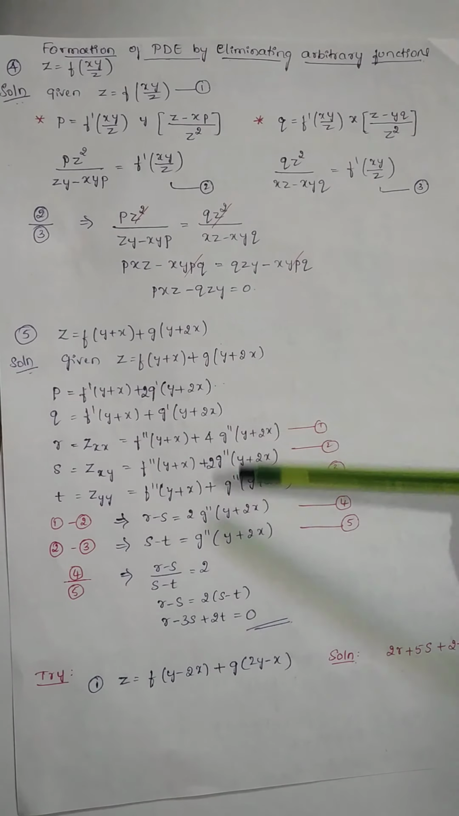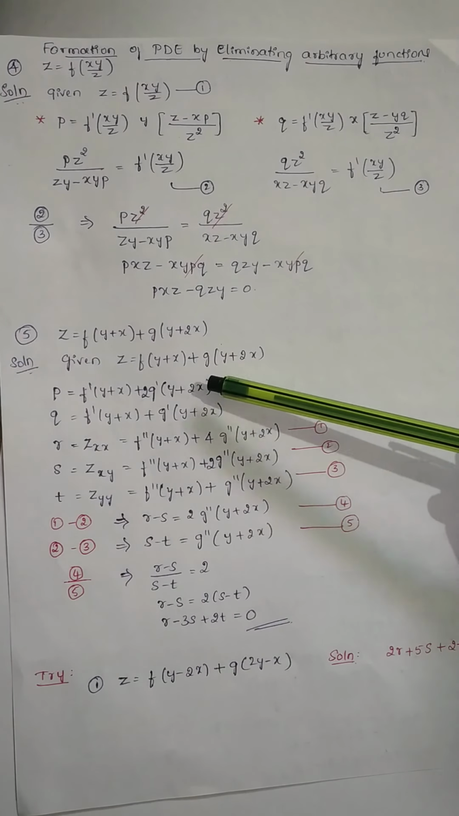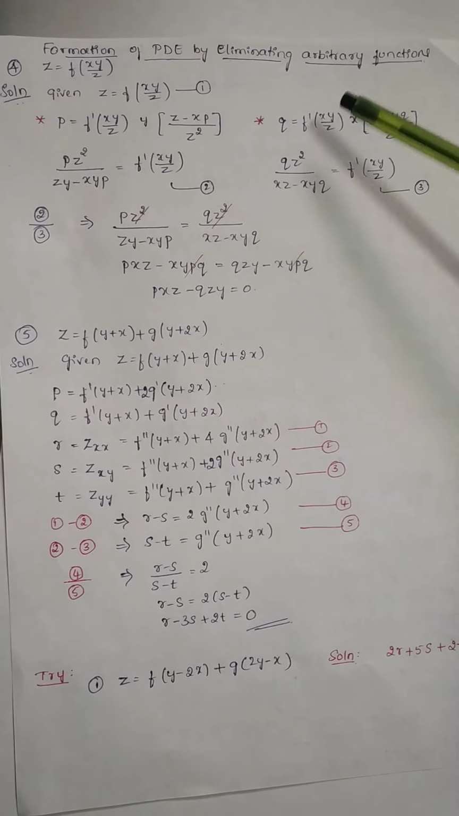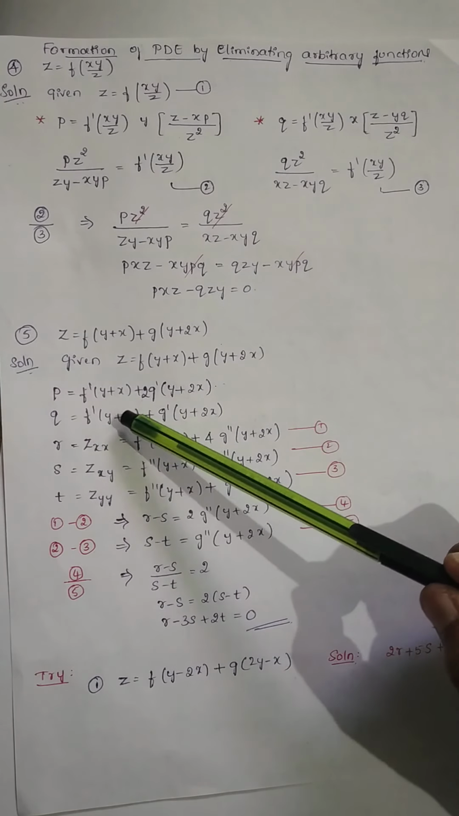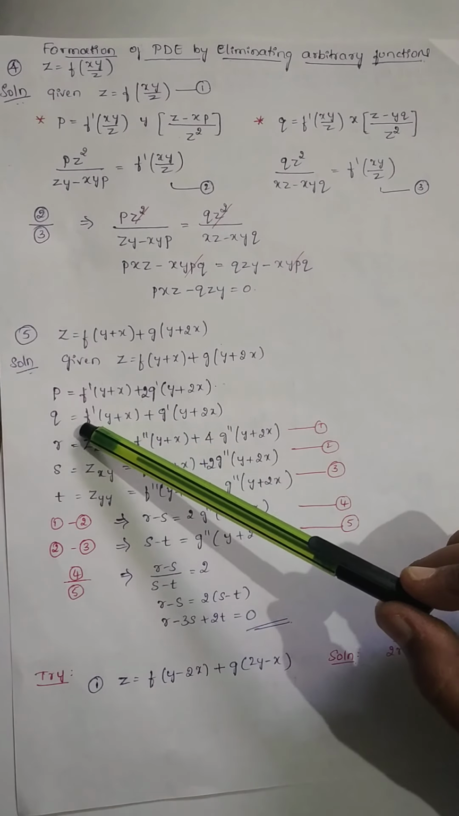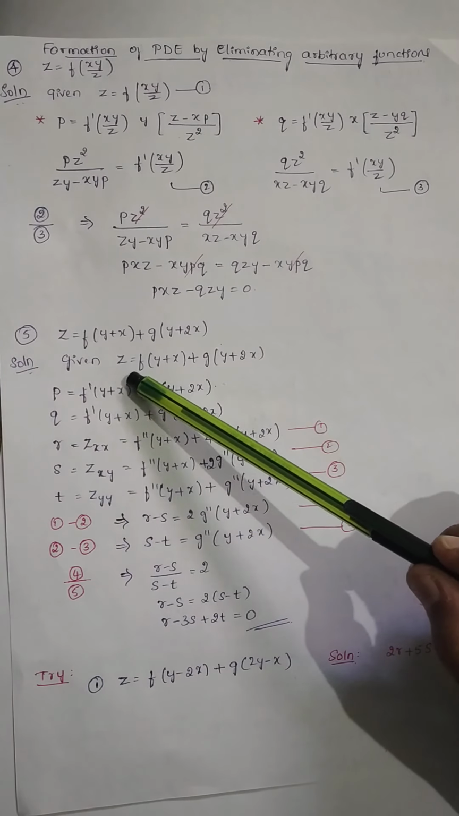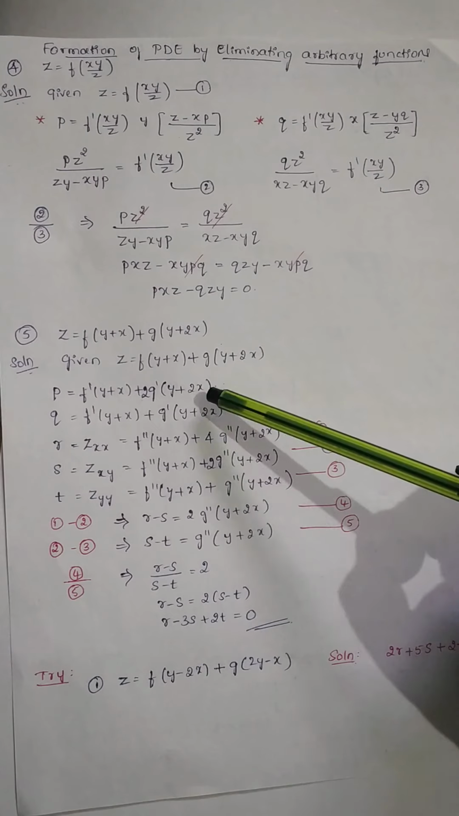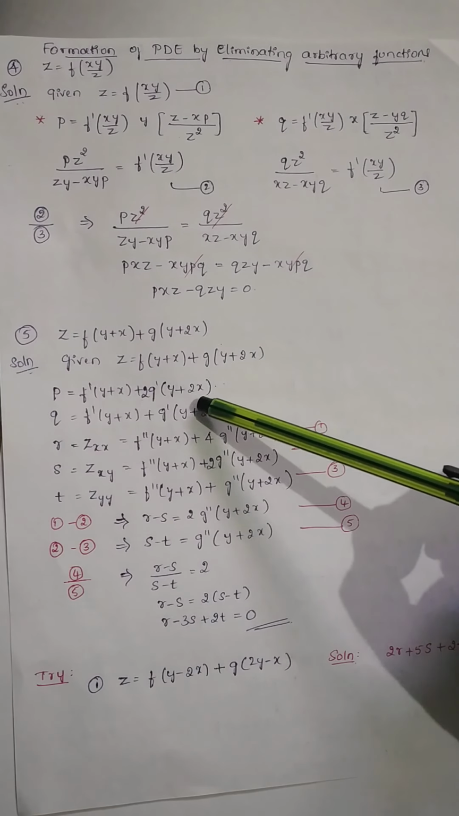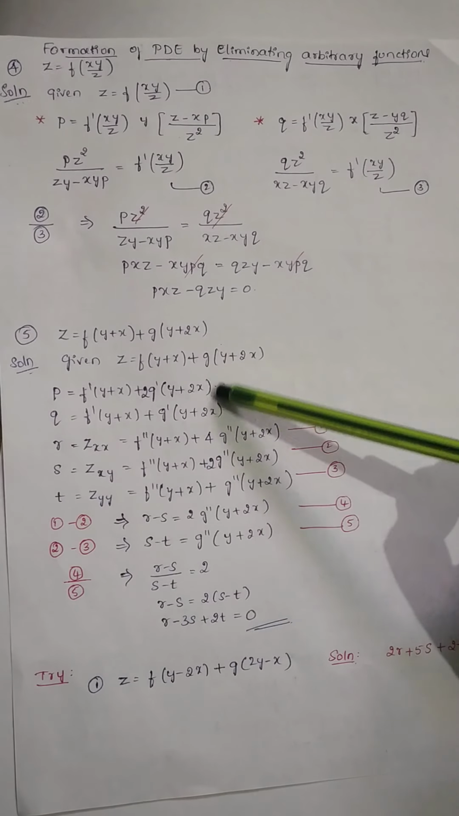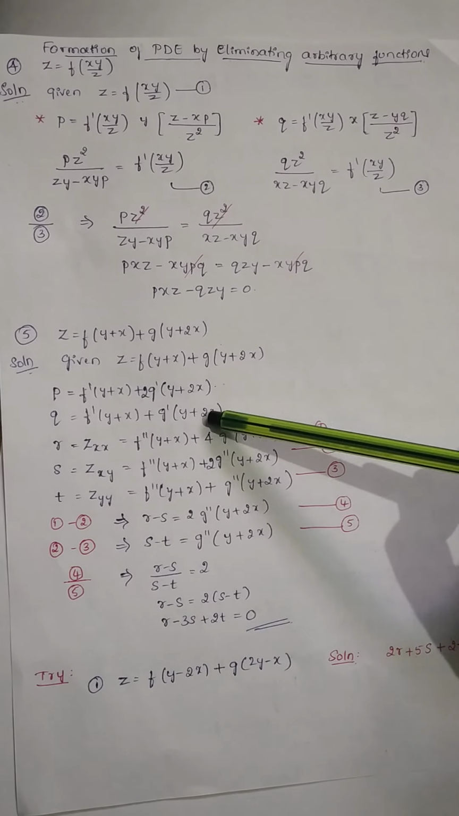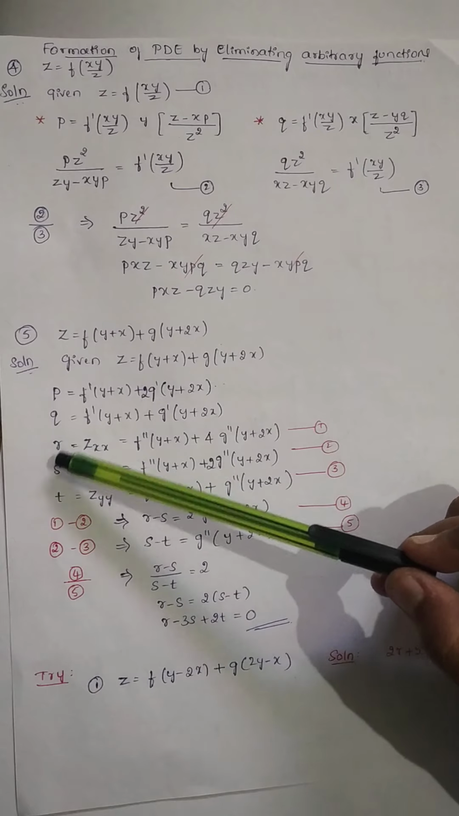So now you can easily observe you cannot remove the arbitrary function from these two. If you simplify this on addition or if you do subtraction, then you can cancel f dash. So the answer will be in terms of g dash. So by using these two, you cannot remove the arbitrary function. So you need to think of double derivatives, nothing but r, s, t.